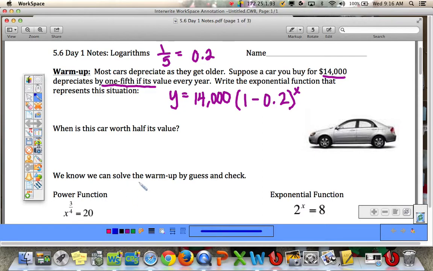So here's what the equation looks like. y equals 14,000 times 0.8 to the x. So what this means is that every year it retains 80% of its value. So the question is, when is the car worth half of its value?